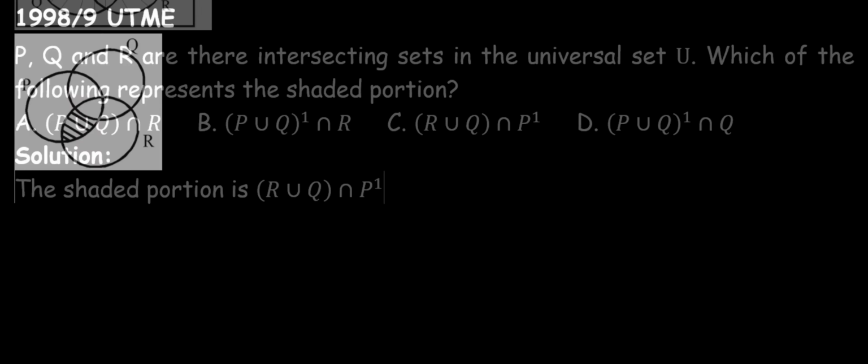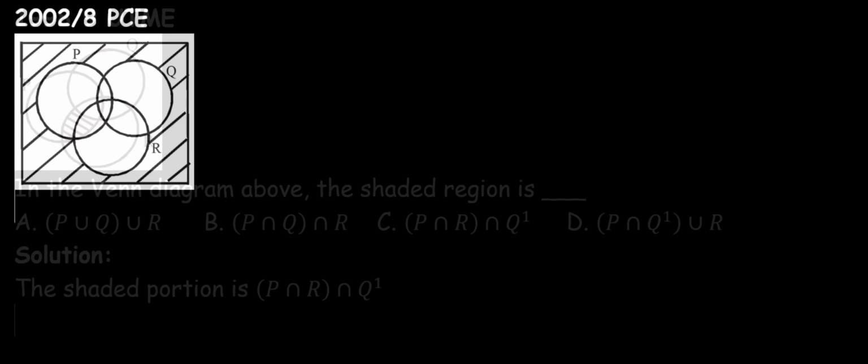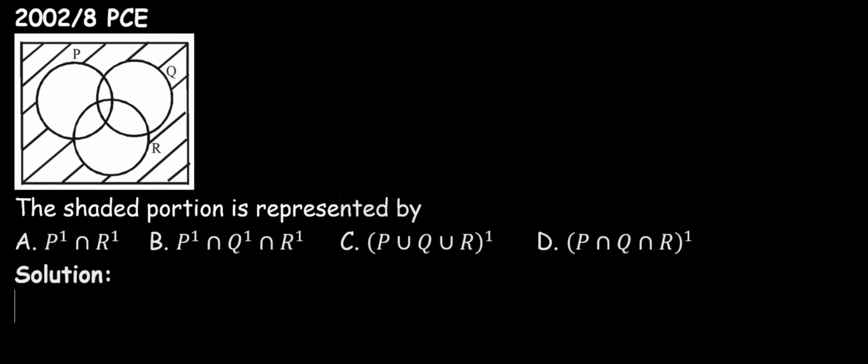Another example. In the Venn diagram above, the shaded region is, the options are given. Solution. The shaded portion is bracket P intersection R bracket close intersection Q prime. Another example. The shaded portion is represented by, the options are given. Solution. The shaded portion is P union Q union R prime.